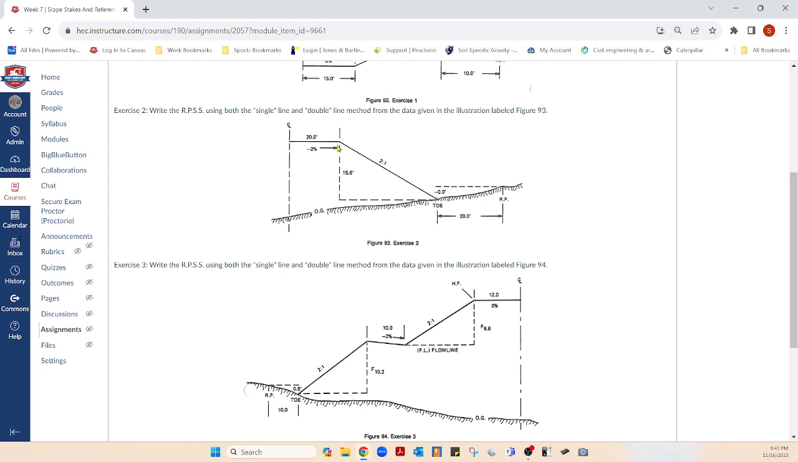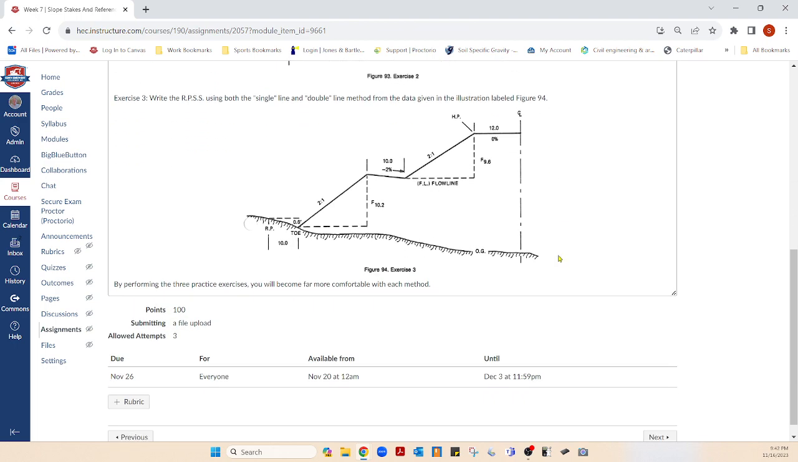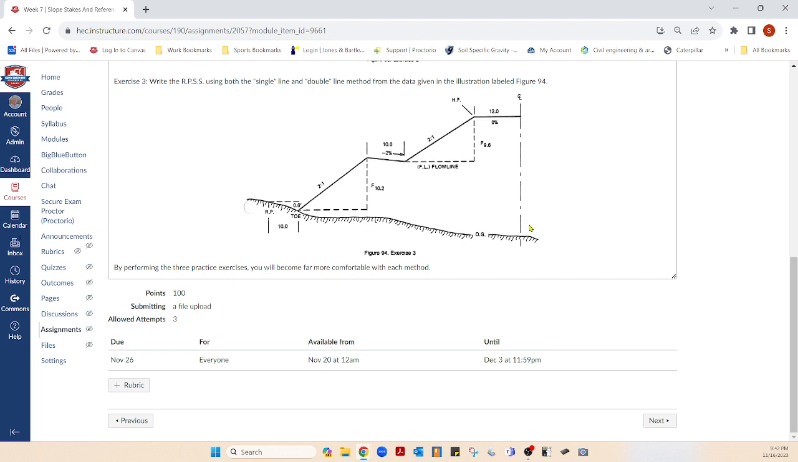I know I'm going through this fast. I just want you to get an idea that it's difficult. It requires writing a lot of things down. It requires understanding where you got to cut it, fill. It requires a lot of things. This is the final exercise. I want you to try this.